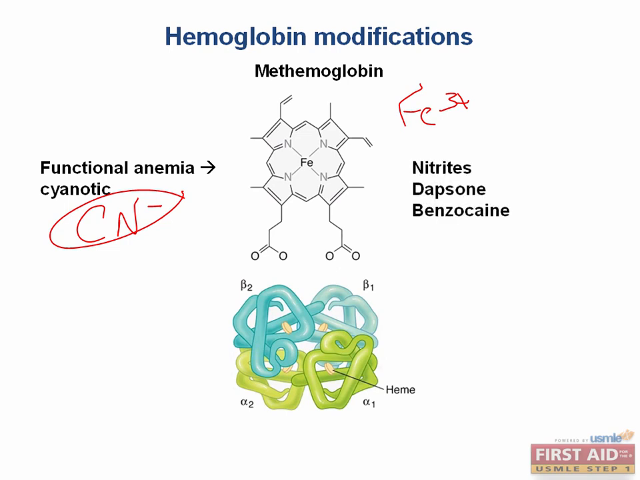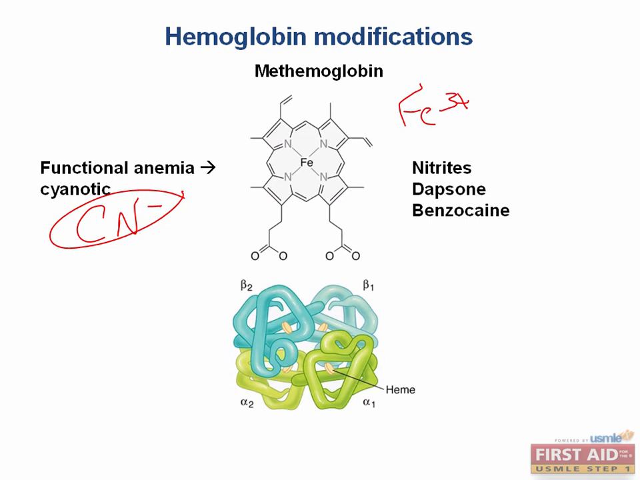More commonly, you get it secondary to oxidizing medications such as nitrites, dapsone, and benzocaine, which makes sense since ferrous iron is oxidized to produce ferric iron. Now, when should you be alerted on step 1 to a patient who might be taking dapsone? Well, someone who's on multi-drug therapy for leprosy.